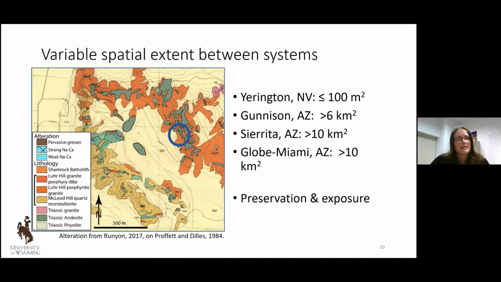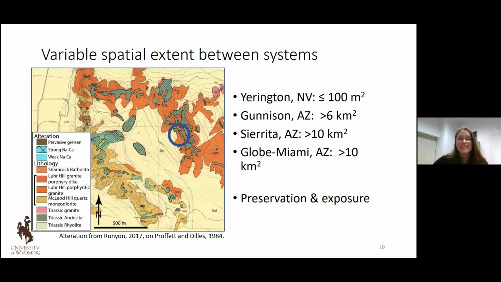When it comes to the actual spatial extent, trying to estimate volumes of this form of coarse muscovite veining and alteration, we find that it's really variable between systems. This is the Lura Hill area, again, out of the Yerington District, Nevada. The geology, of course, is from the Proffett and Dilles 84 map, and then my alteration mapping is overprinted on that. There's a tiny little brown blob on the eastern side of the Lura Hill area here, and that is the only area in which you can see pervasive wall rock alteration with this coarse muscovite alteration. There are veins that extend to the north and south of there, but really it's limited to maybe a 100 square meter exposure.